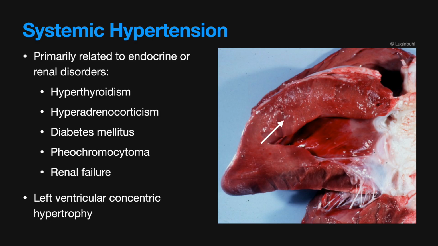Systemic hypertension is primarily due to endocrine or renal disorders. Potential causes include hyperthyroidism, hyperadrenocorticism, diabetes mellitus, pheochromocytoma, or renal failure. Systemic hypertension results in left ventricular concentric hypertrophy.